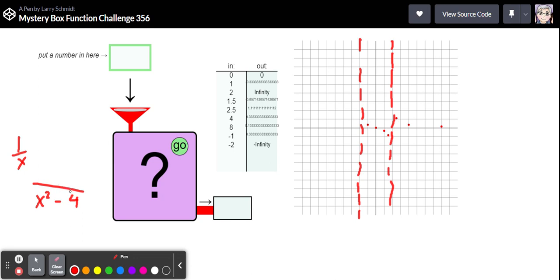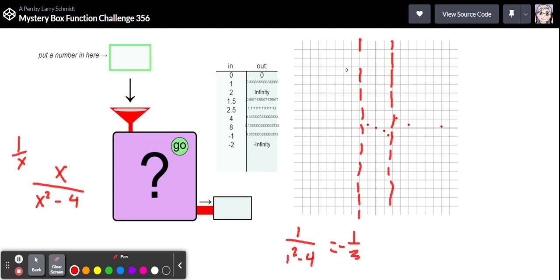What about the top, the numerator of our rational function here? Well, I think that's going to be pretty easy because when you put in 0, you get out 0. So that means there has to be 0 on the top to get 0. So it might be as simple as this. Does that work with another point? Let's put in a 1. So that'd be 1 over 1 squared minus 4. Yeah, so 1 squared minus 4 is -3. So this is going to be -1/3. Exactly what we're getting.